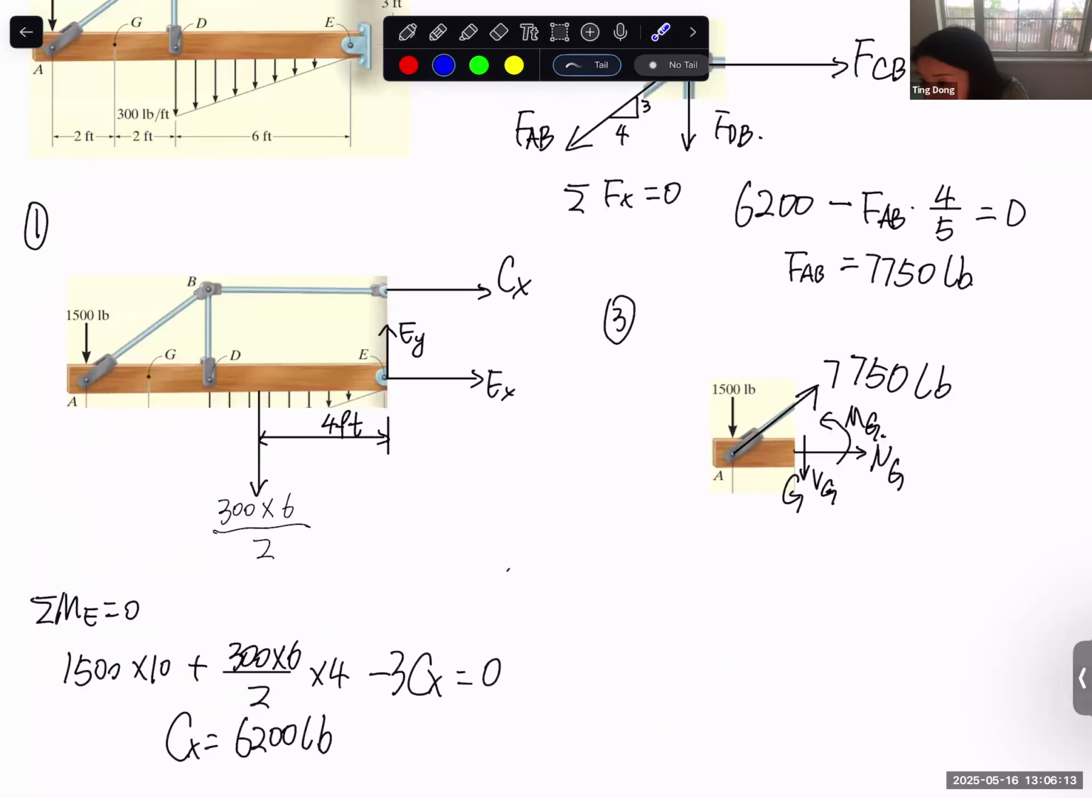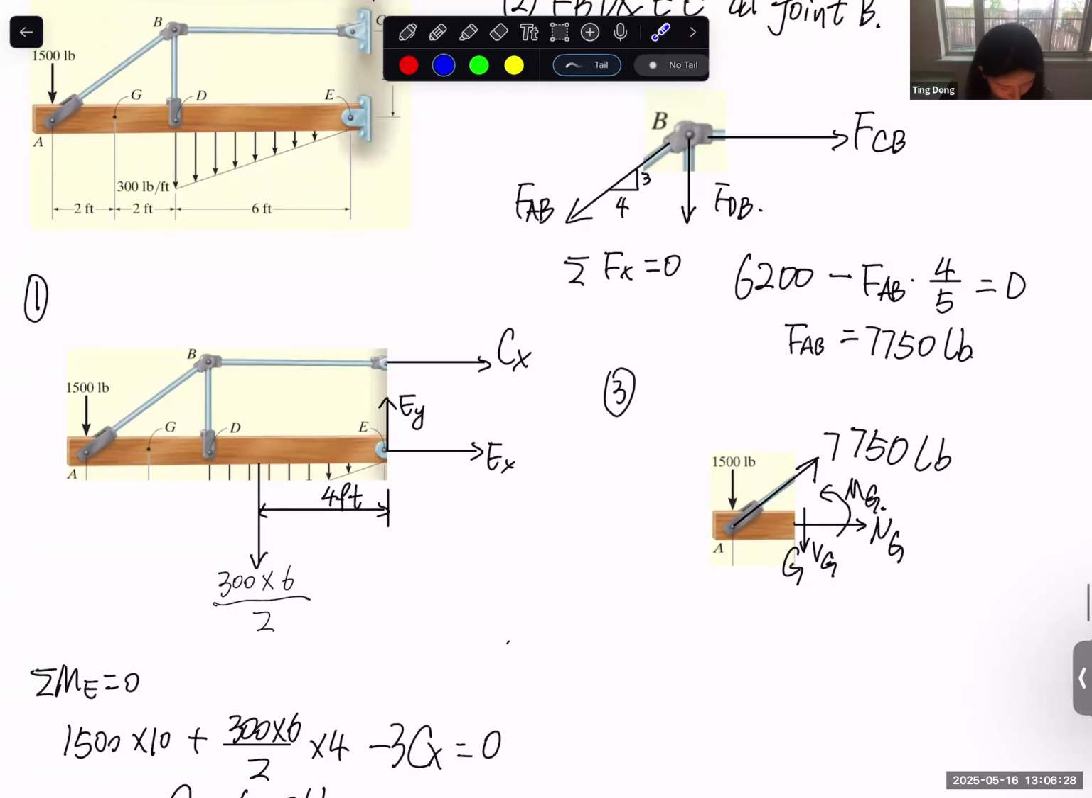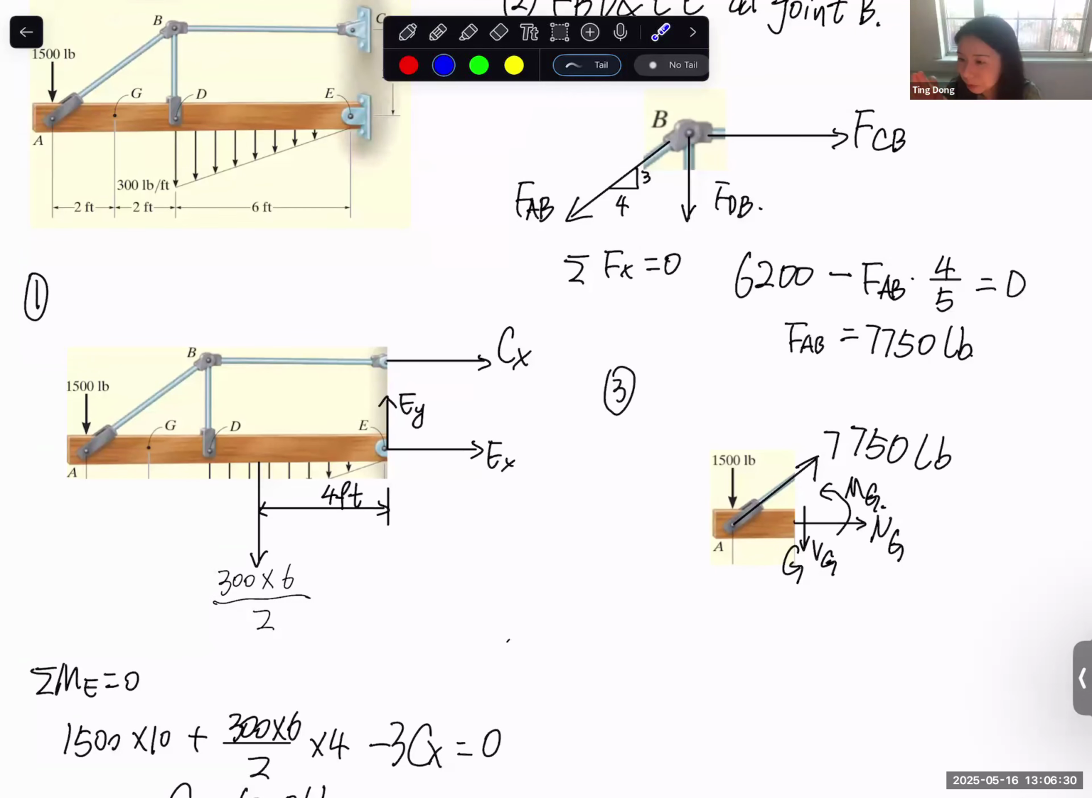Why is AB a 2 force member? Because there's only 2 force applied. Okay, let me explain here. A 2 force member does not mean literally only 2 forces.